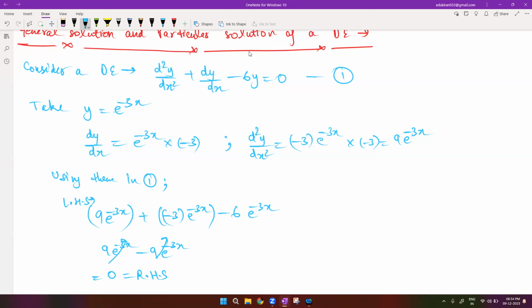So if a given function satisfies a given differential equation, in that case we say that the function is a solution of that differential equation. For example, in this case, y equals e to the power minus 3x satisfies the given differential equation if you put the required values.